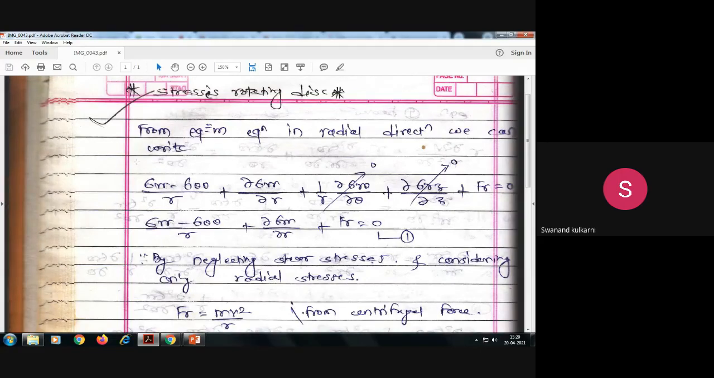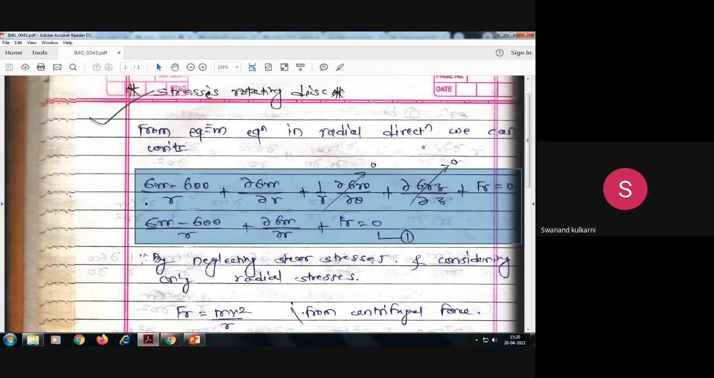So all these three directions we are taking into consideration in order to have the equilibrium equation. And from the equilibrium equation in the radial direction, the finding we have got is shown here. We can see that sigma rr minus sigma theta theta upon r plus dou sigma rr upon dou r plus 1 upon r dou sigma r theta upon dou theta plus dou sigma rz upon dou z plus Fr is equal to 0.